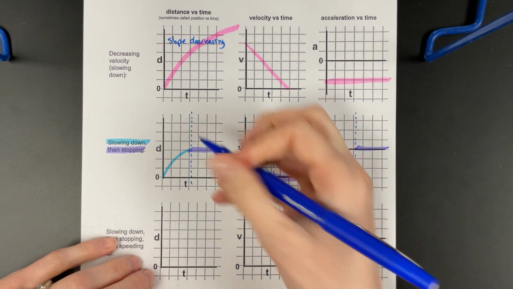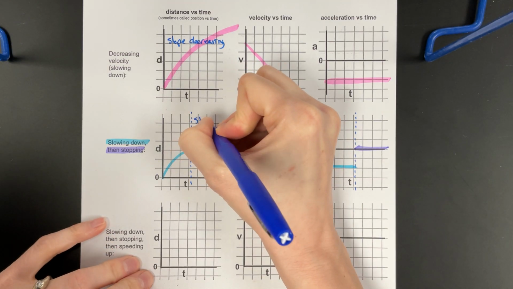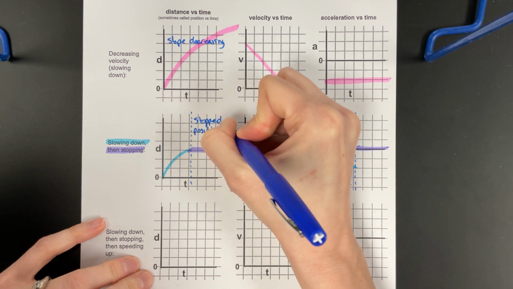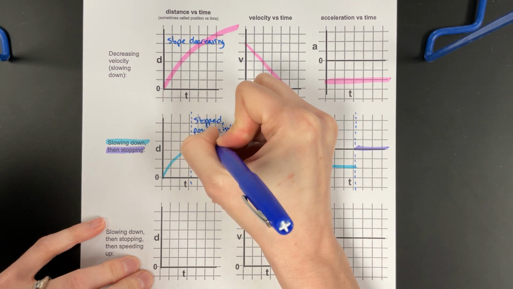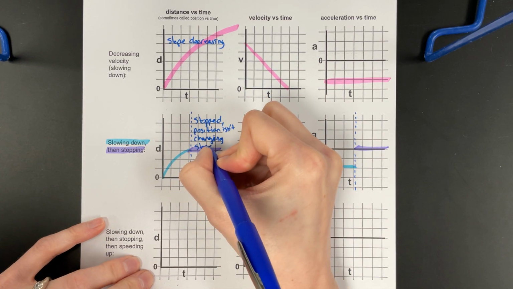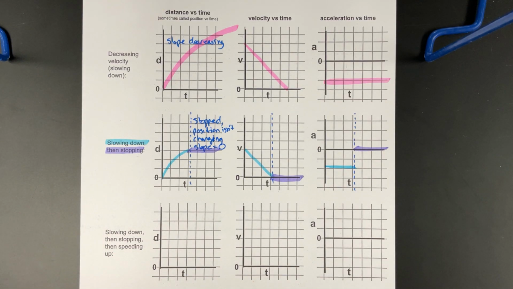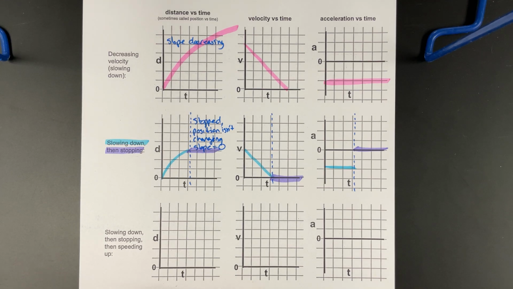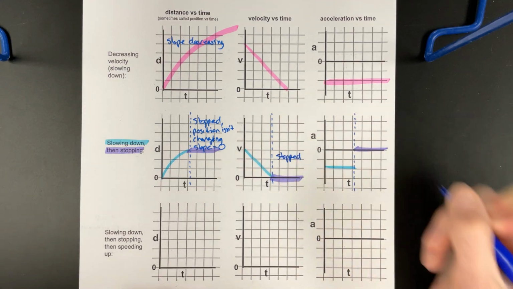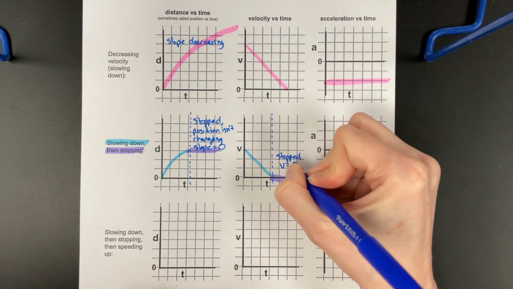So if I'm stopped, that means my position isn't changing. That means the slope here also has to be 0. And if I'm stopped, that means my velocity is 0.